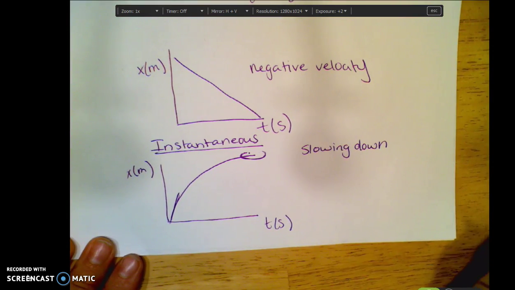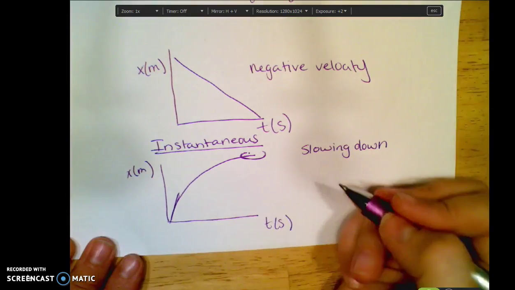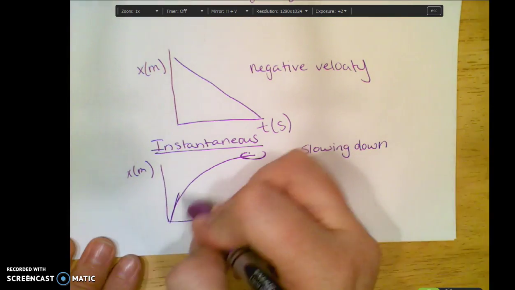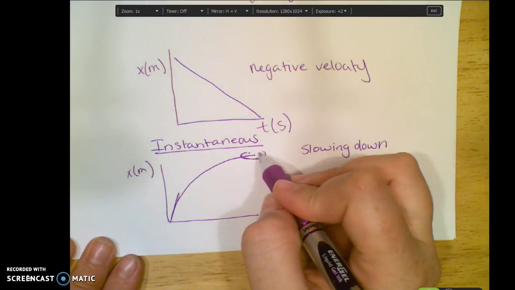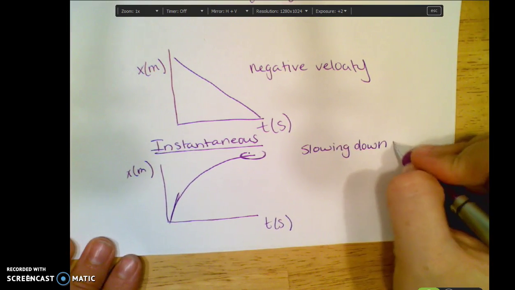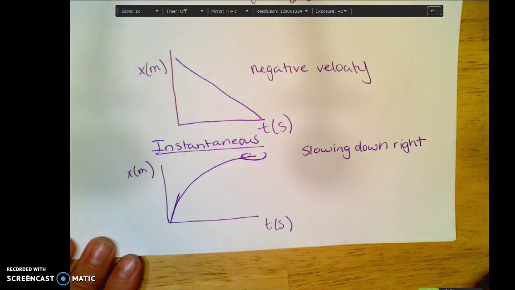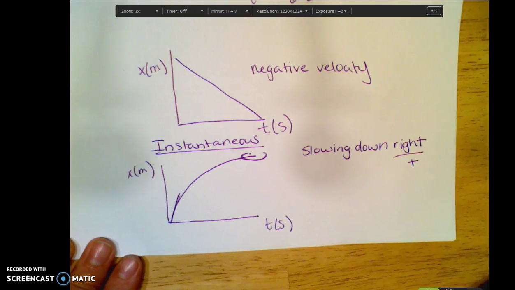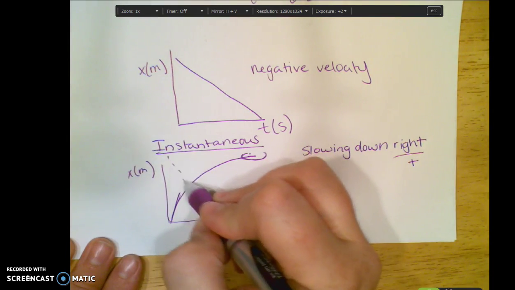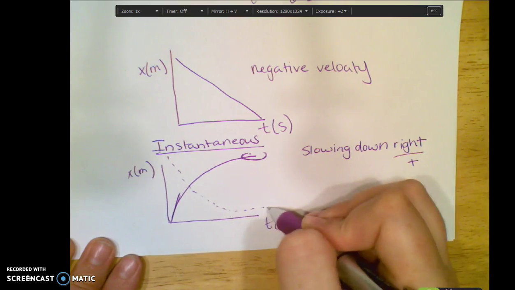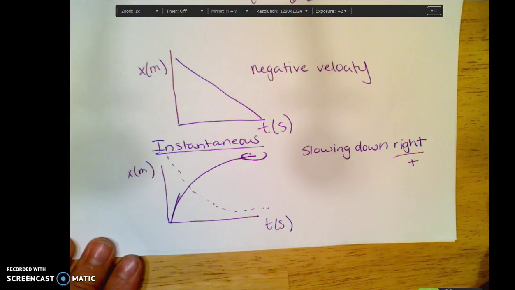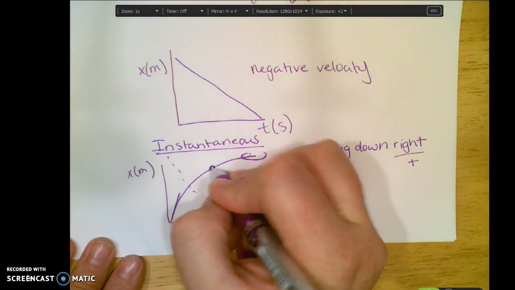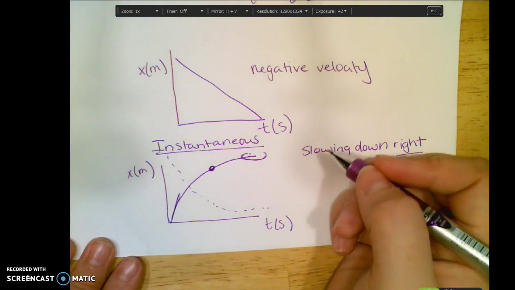However, what direction am I moving? Well, I know this is a positive slope all the way throughout the graph, so I must be slowing down to the right. So I still have a positive velocity. If I would have had a negative slope, maybe something that looked like this, that would be slowing down to the left, which would indicate a negative velocity. But we're talking about instantaneous velocity. Let's say I wanted to find the velocity at this point. To do that, I have to draw a tangent line.